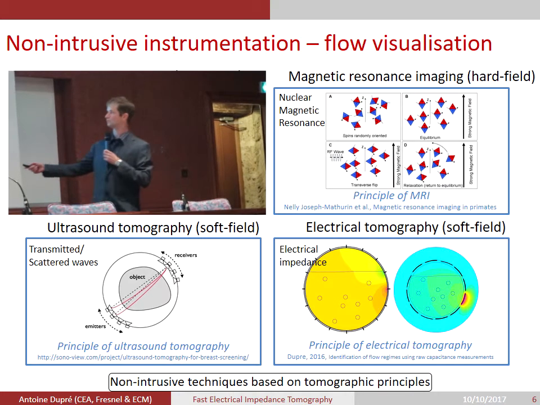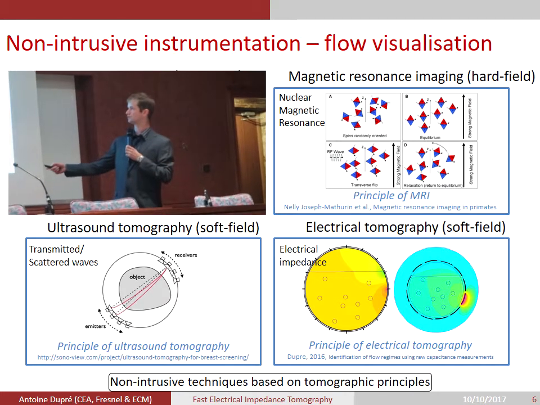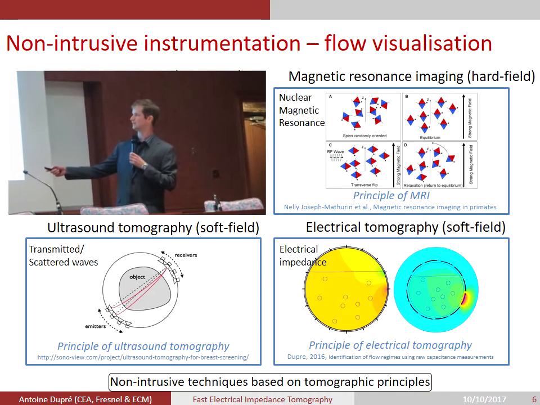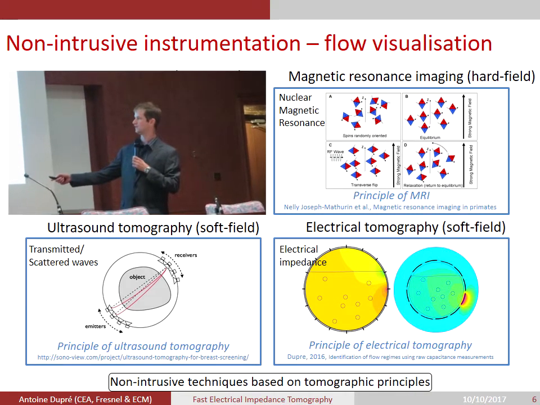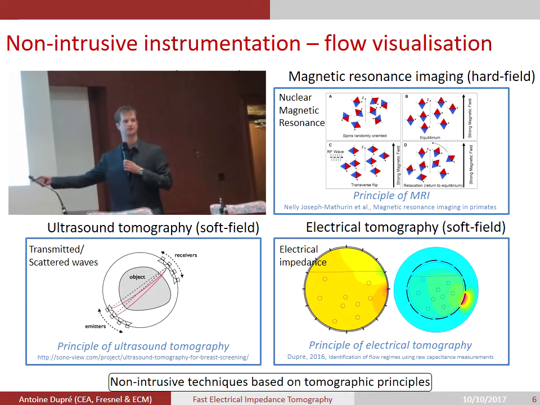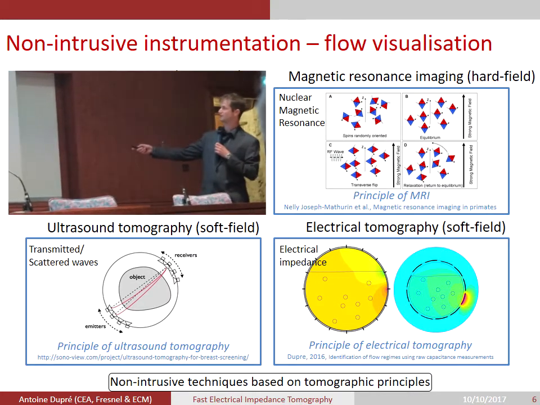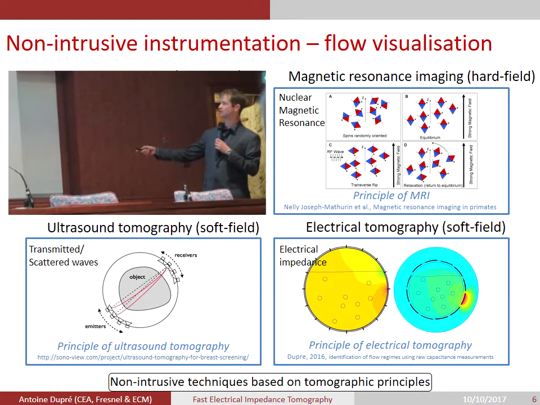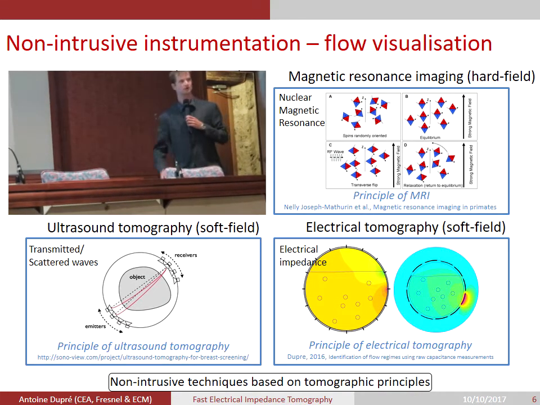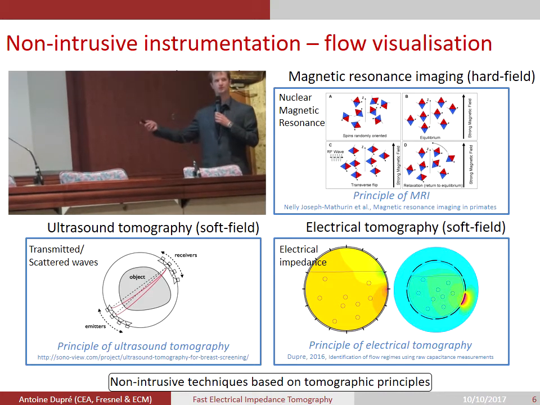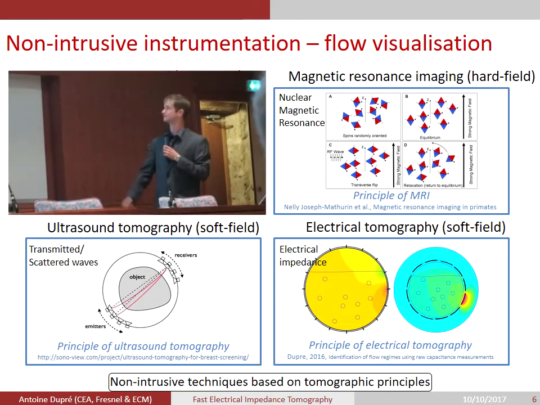So, in ultrasound tomography, we are analyzing the attenuation and time of flight of transmitted and scattered waves from emitter to receivers surrounding the object. And in electrical tomography, we are analyzing the electrical impedance of the object. So these are a list of tomography techniques which feature non-invasiveness.